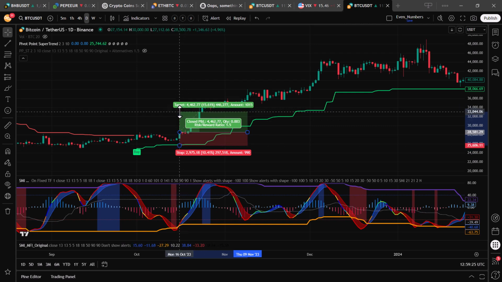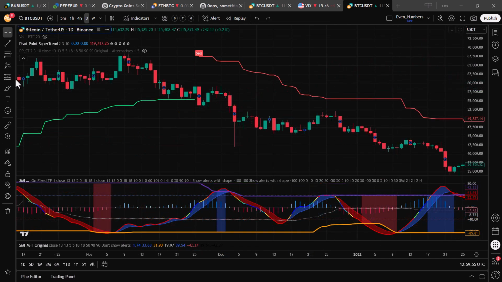The signals for the short trades are reversed, so the pivot point supertrend indicator must be red, the SMI MFI line must have gone above its dynamic blue line, indicating an overbought condition, and the bearish crossover must occur when the SMI MFI line crosses below its signal line, triggering a red dot signal. Now wait for the SMI MFI line to close back below its dynamic line again, and then enter a short position at the open of the new candle following this confirmation.